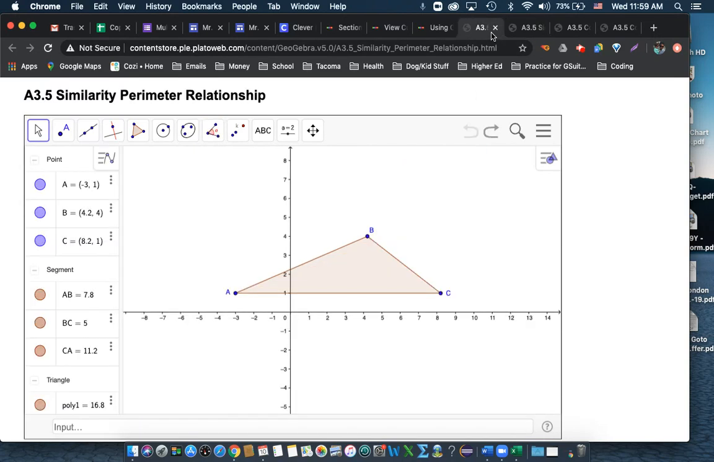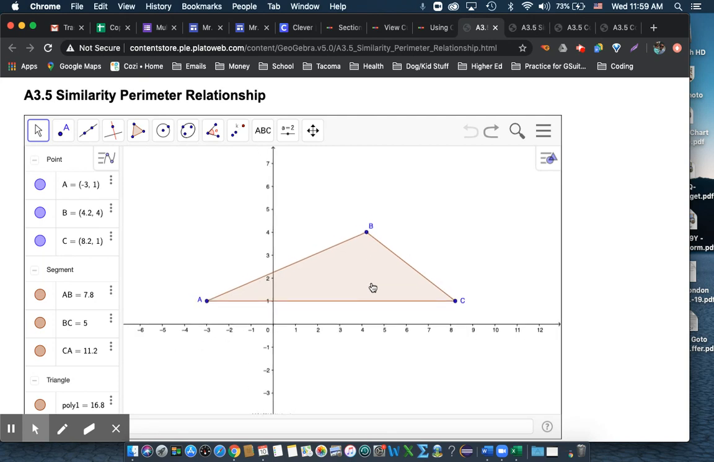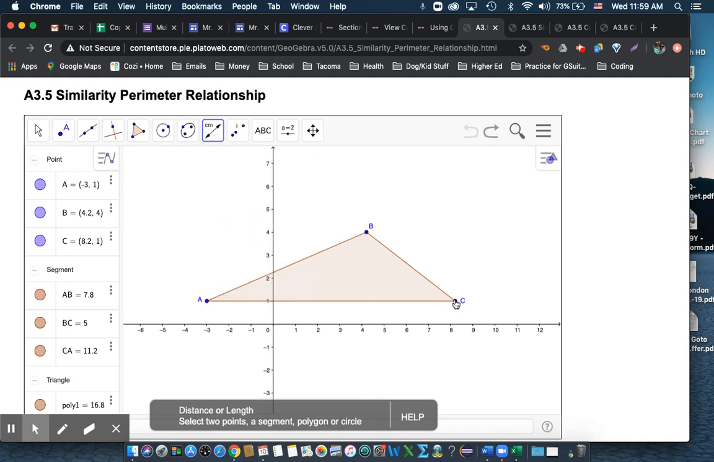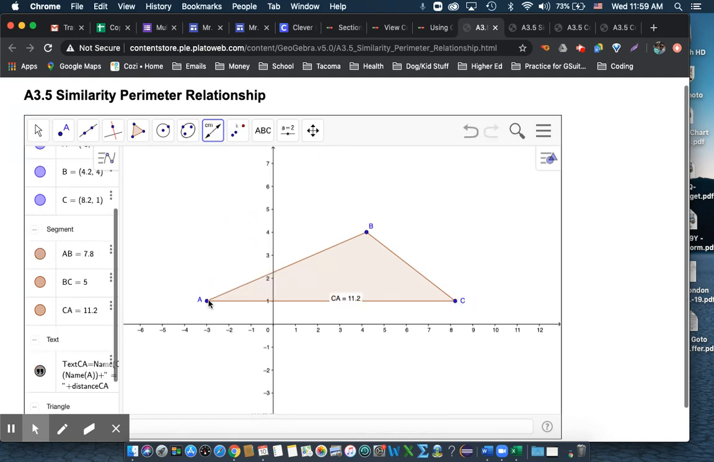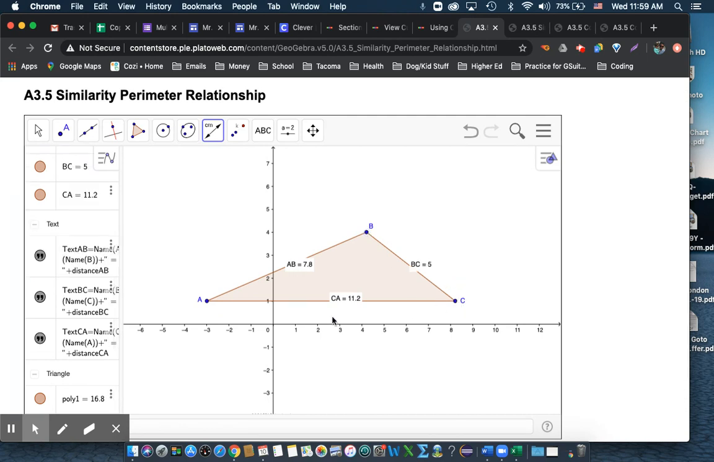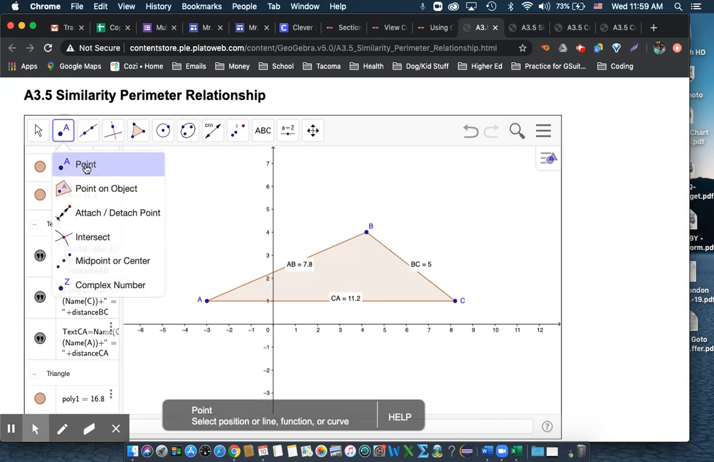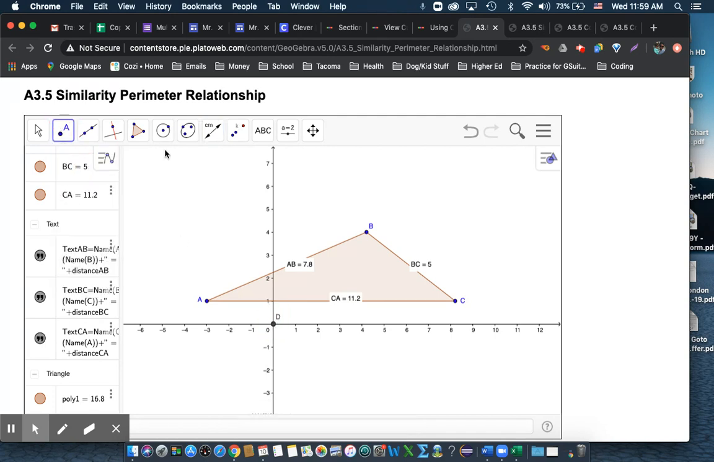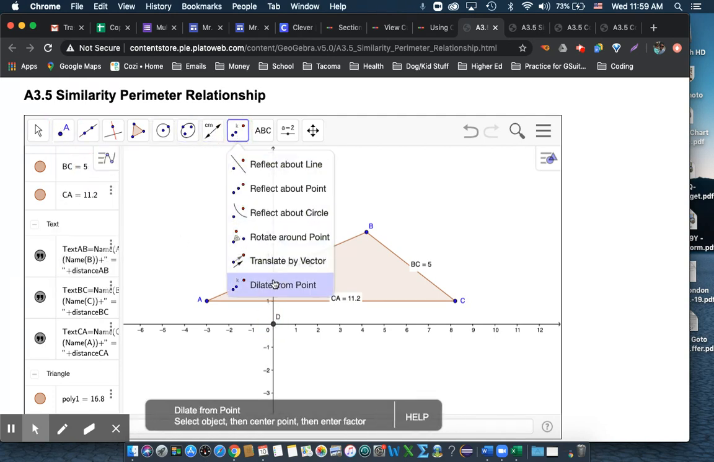Which leads us to our final activity, which starts talking about perimeter. The first thing they ask you to do in this one is find the perimeter of this triangle, which can easily be done by using your distance lengths. And then if I want to dilate this, I'm going to add my point in. Let's do a dilation.